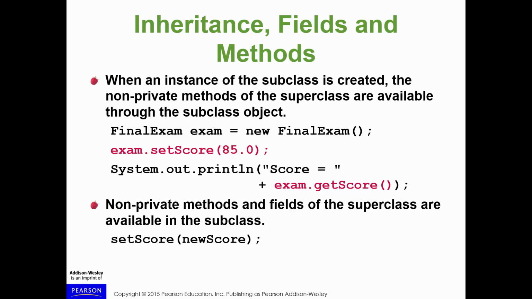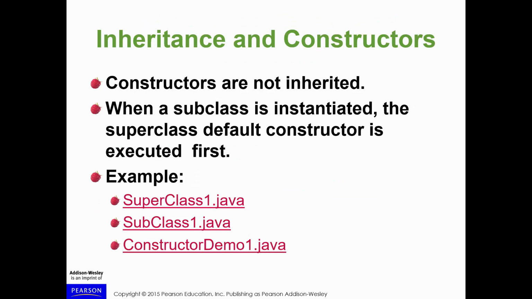Notice here, when an instance of the subclass is created, the non-private members are available through the subclass object. So if they're non-private, that means they're either public or protected. We've talked about protected before. We'll look at it again in just a little bit. Non-private methods and fields of the superclass are available automatically to the subclass. Now, a constructor is not inherited.